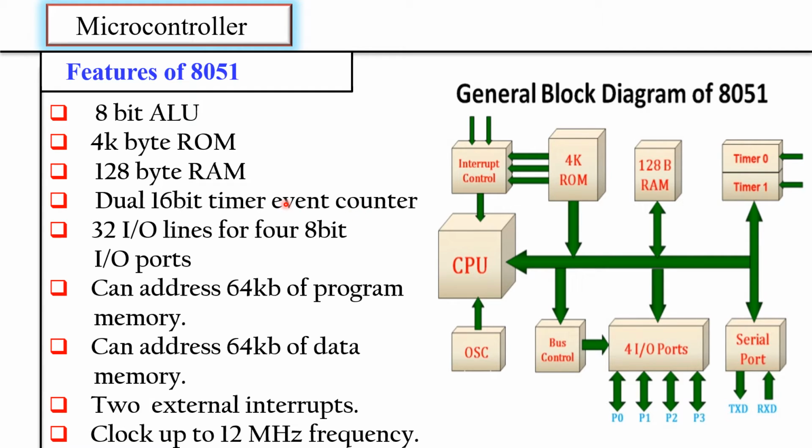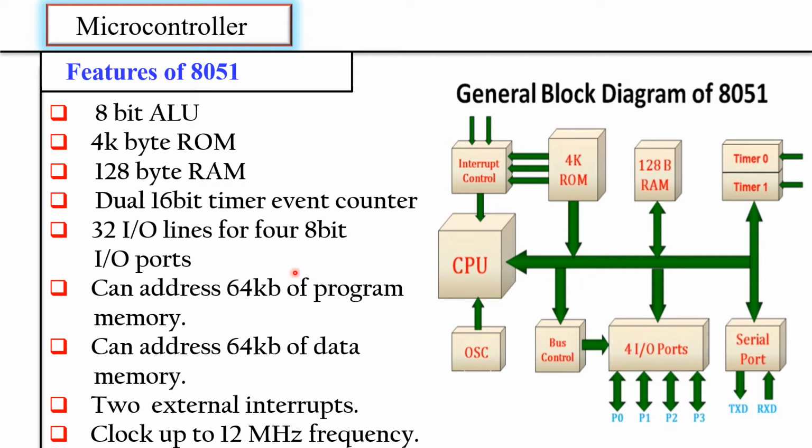So ROM is 4 kilobytes and RAM is 128 kilobytes. You can see how limited memory it has as compared to the microprocessor. Then it has dual 16-bit timer, event counter. So 2 timers: timer 0 and timer 1.